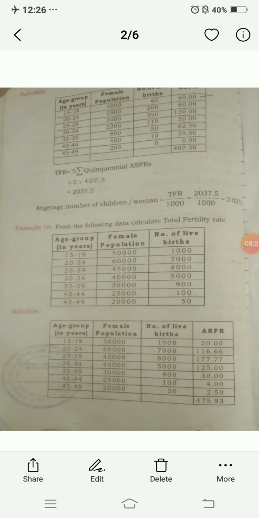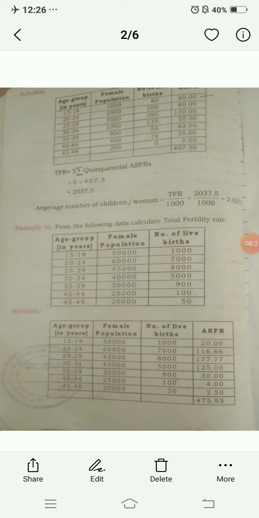50 by 800 into 1000, you get 62. 10 by 400 into 1000, you get 25. 0 by 200 into 1000, you get 0. Take the sum of the ASFR and multiply by 5. You get the total fertility rate for 1000 women.